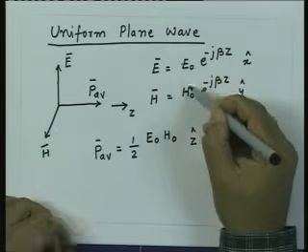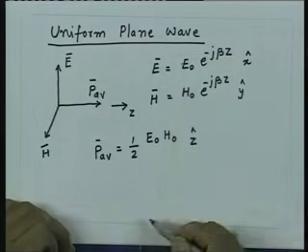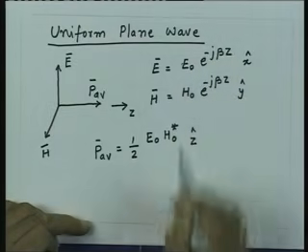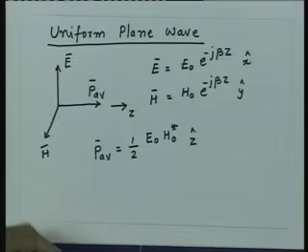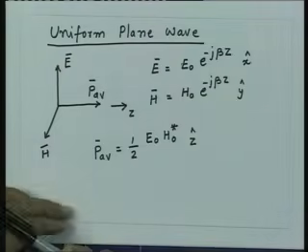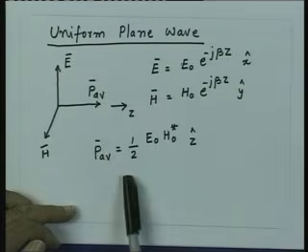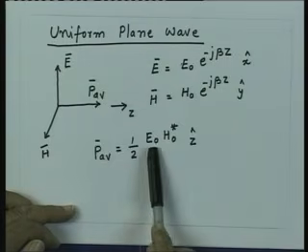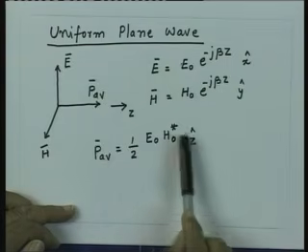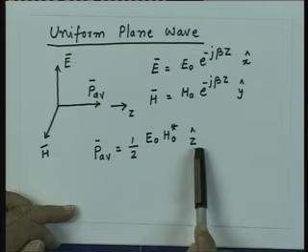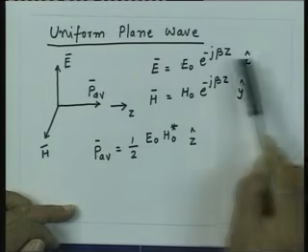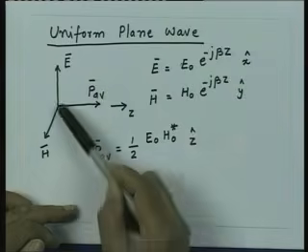If I assume in general this quantity could be complex, I can put the conjugate sign on this. So for a uniform plane wave, the average Poynting vector will be half of E0 H0 conjugate, and the direction of this will be Z, if we say that the electric field was oriented in the x direction and the magnetic field was oriented in the y direction.